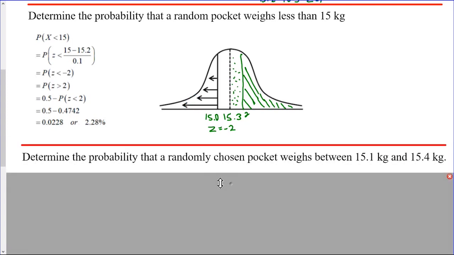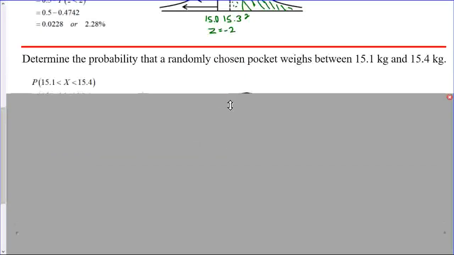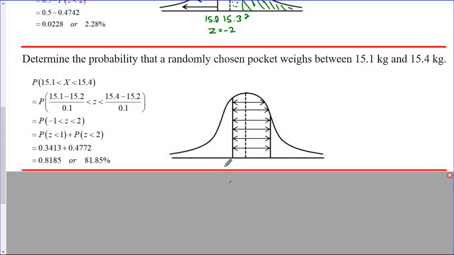Let's determine the probability that a randomly chosen pocket weighs between 15.1 and 15.4. So in terms of Z scores, that's a Z score of -1 and a Z score of 2. This one's very straightforward. To find this piece on the right here, we just look up the value of 2 in the table, and we already saw that value previously. There it is. I seem to have copied the value wrongly, but one of them's wrong.